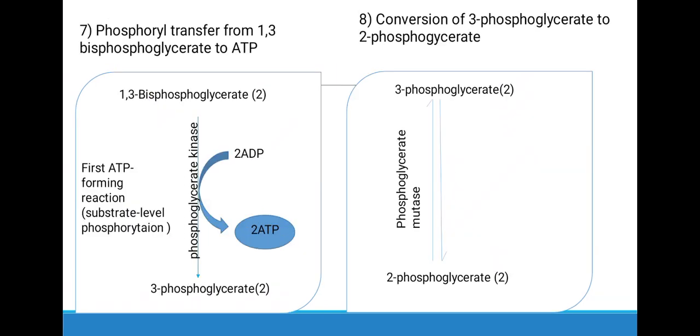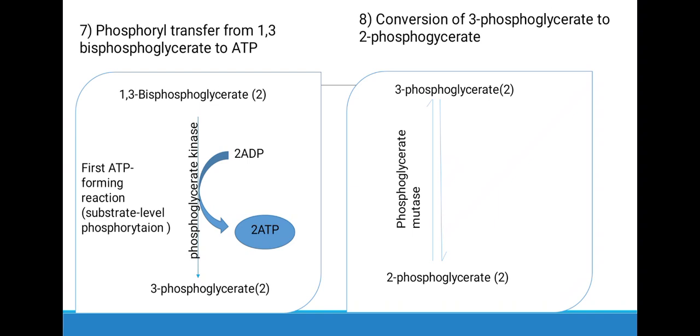Seventh step of glycolysis, phosphoryl transfer from 1,3-bisphosphoglycerate to ADP. Here 1,3-bisphosphoglycerate is converted into 3-phosphoglycerate with the help of the enzyme phosphoglycerate kinase. It is the first ATP-forming reaction, where substrate-level phosphorylation takes place. Here also 2 ADP is converted into 2 ATP.